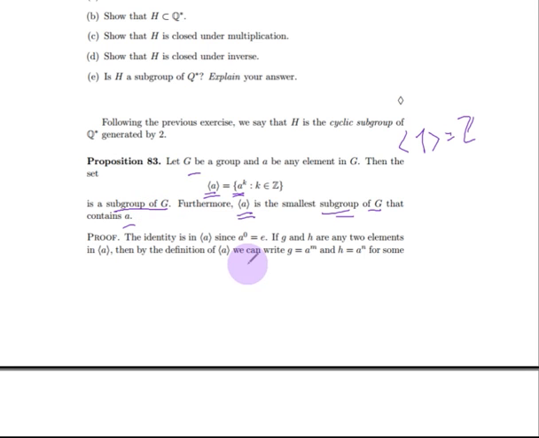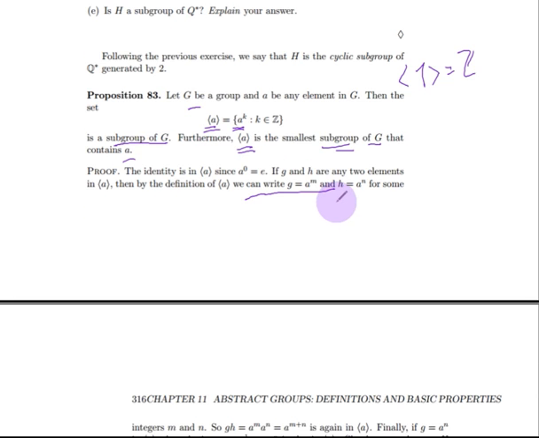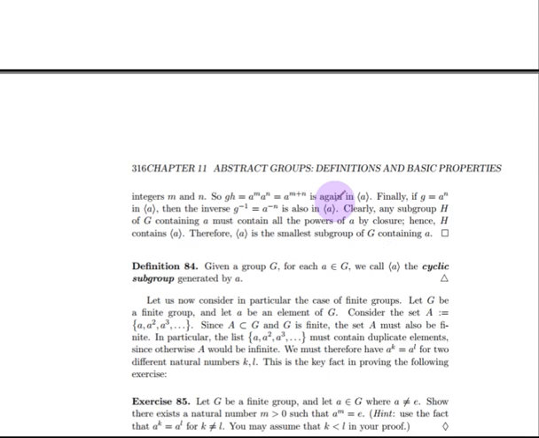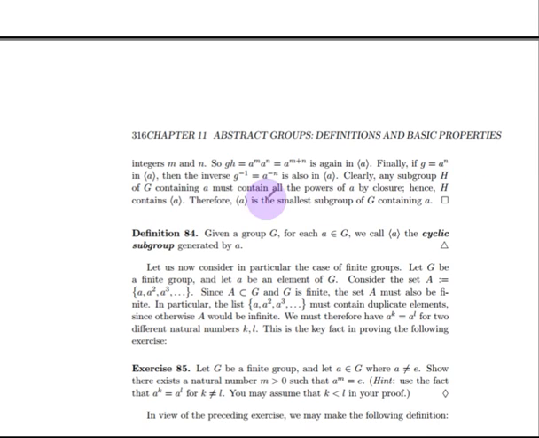Okay, and you can go through this definition. You're just going to show the subgroup properties. And to show it's the smallest one, you have to show that there's no subgroup that's smaller. Okay. All right. So here we have a definition: cyclic subgroup. The orbit of A is called the cyclic subgroup generated by A.